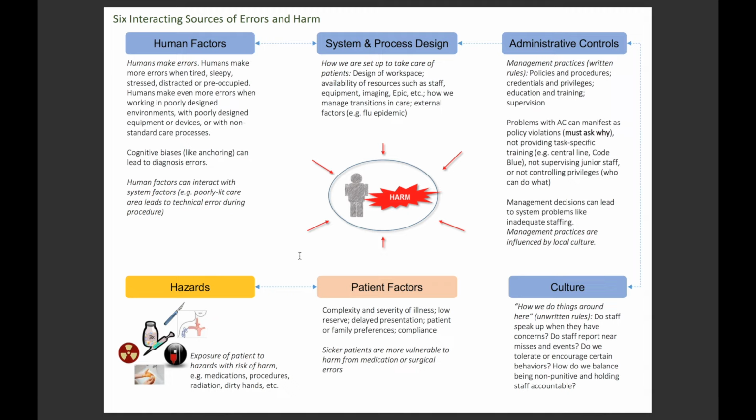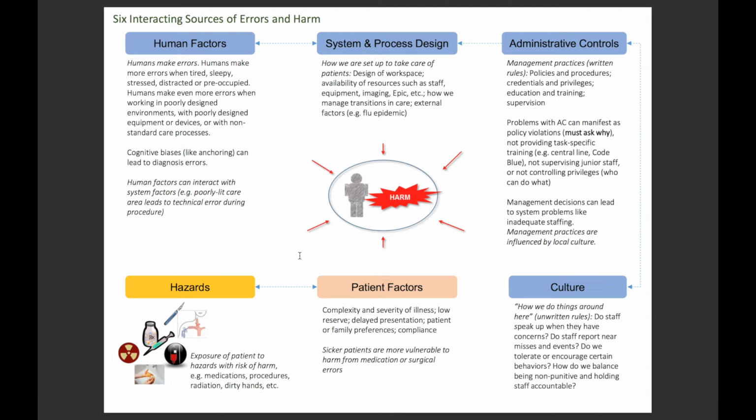So we can all be led down the garden path by what our brains tell us. And human factors interact with system factors, poorly lit care areas, poor processes and procedures, and can lead to harm. System, process, and design is how we are organized to take care of patients. So this is how we design a building, an office, a workspace. What are the available resources, etc.